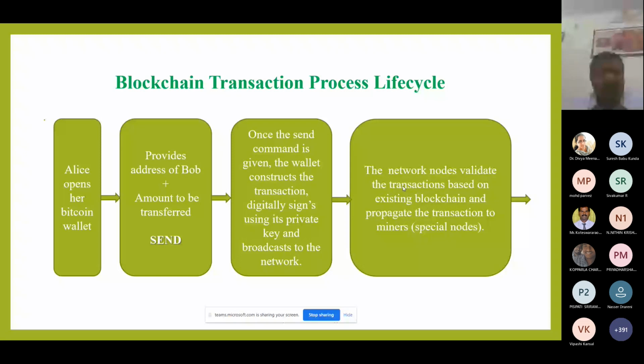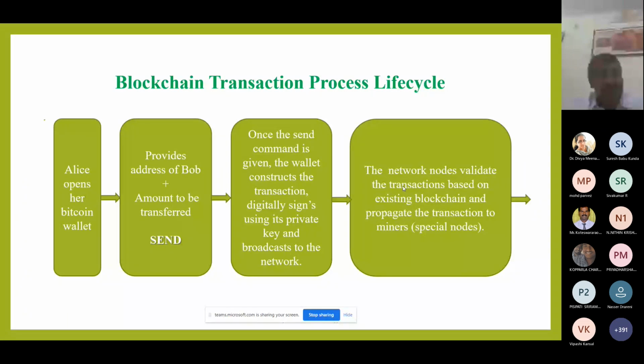Good. Step one. Step two. Once you open the wallet, what will you do? You will do two things. You will give the address to whom you want to send the amount and the amount that you want to transfer. So you will provide the address of Bob and what amount you want to transfer.